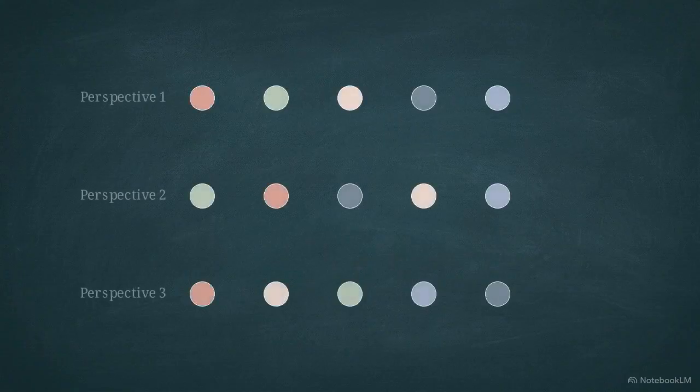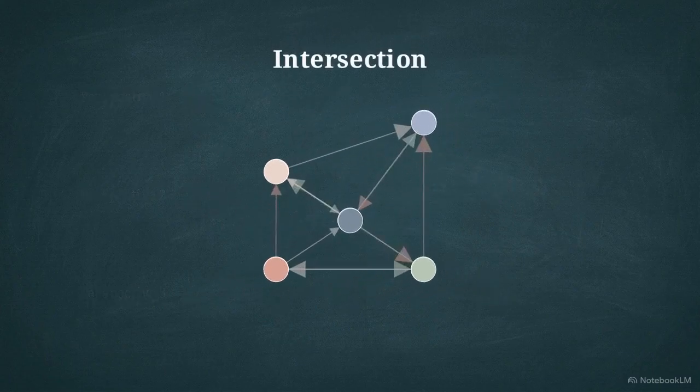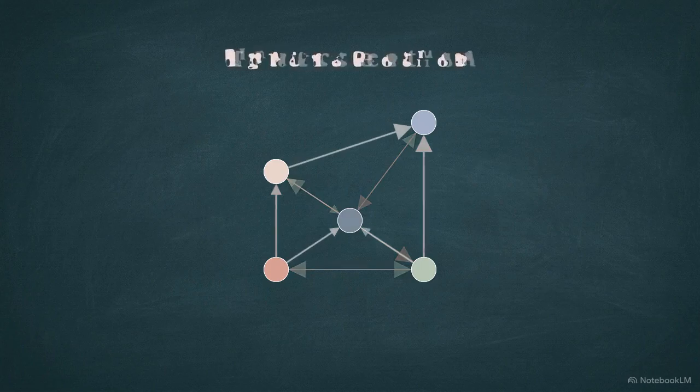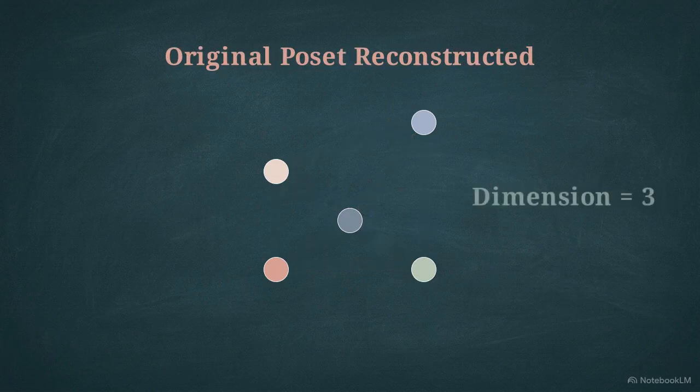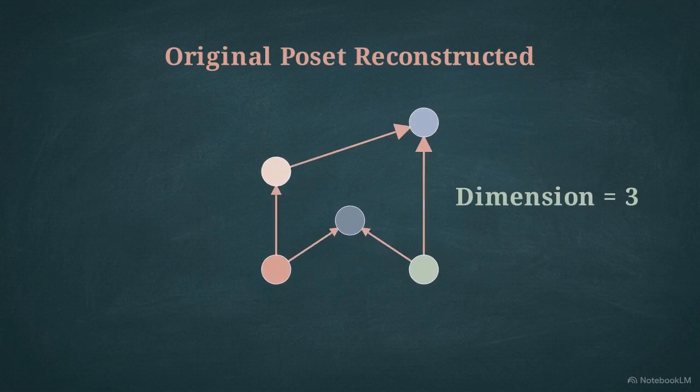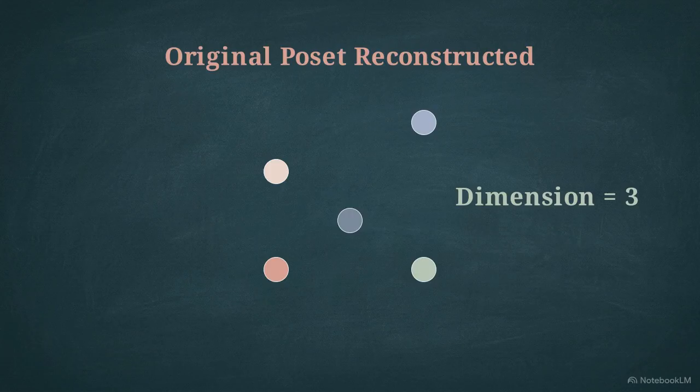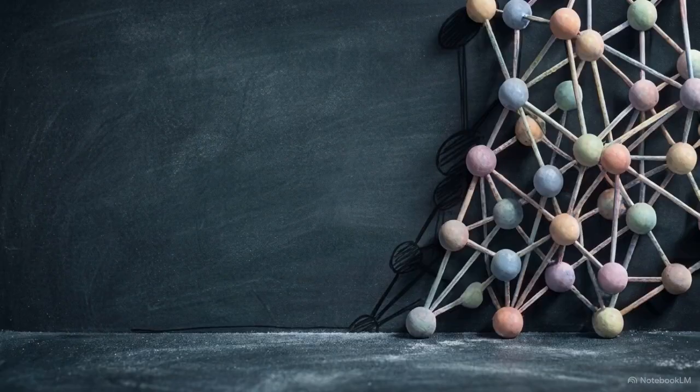Dushnik-Miller dimension theory measures this gap. It asks how many different linear extensions we must intersect to perfectly reconstruct the original Poset. This number is the Poset's dimension. It represents the number of linear perspectives required to fully describe a multidimensional order. The Poset is the invariant geometric structure that exists behind these one-dimensional shadows.